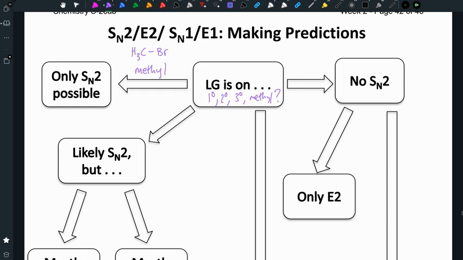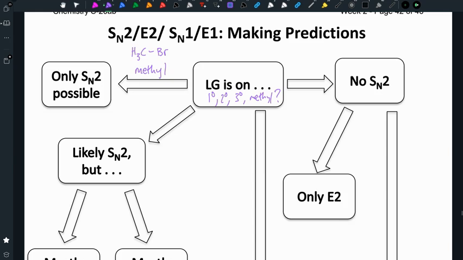All right. Why is that the case? Well, you can't do an E2 reaction because there's no neighboring carbon to remove a hydrogen from. And you can't form a carbocation because it's too unstable. So E2, SN1, E1, none of those are possible. So if you have a methyl halide, you're doing SN2.